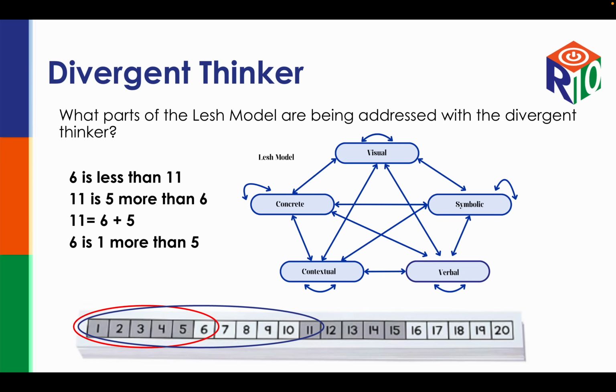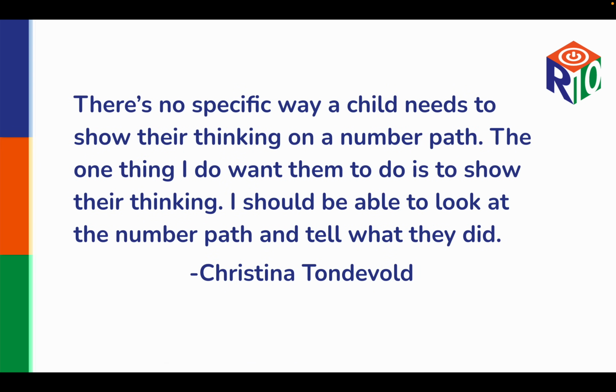One might show the most efficient way using that contextual situation, where that other one might be more of the visual or the verbal. And so our divergent thinkers can sometimes be their own worst enemy by seeing all of the beautiful ways that numbers and math is connected, but we do need to be sure we support them in honing in to find those efficient ways as well.